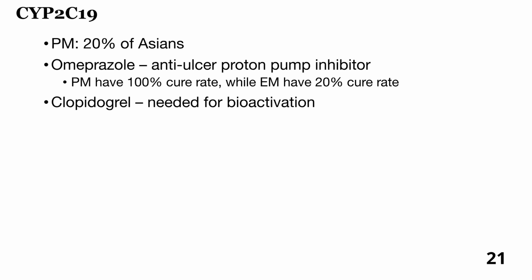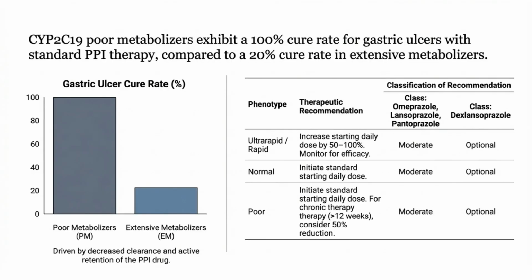CYP2C19 poor metabolizers are common in Asian populations, affecting drugs like omeprazole and clopidogrel. PMs have a high cure rate with omeprazole, while clopidogrel requires bioactivation by this enzyme. This table outlines the clinical dosing recommendations for CYP2C19 phenotypes concerning clopidogrel. Poor and intermediate metabolizers require alternative P2Y12 inhibitors due to inadequate platelet inhibition.